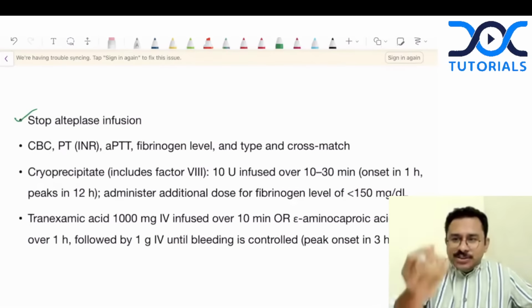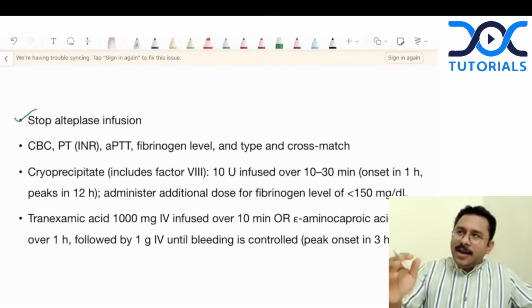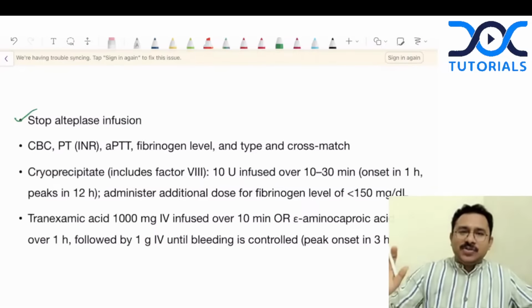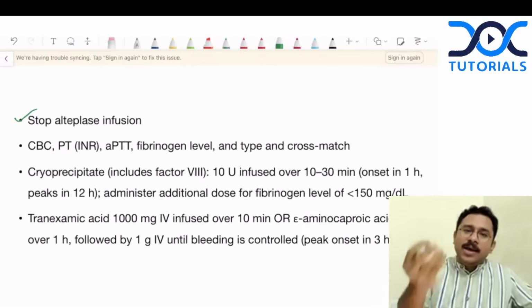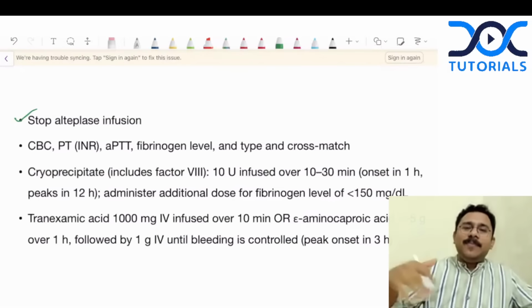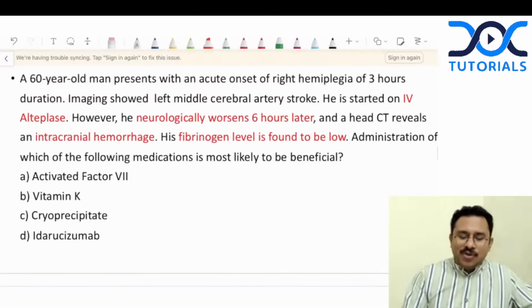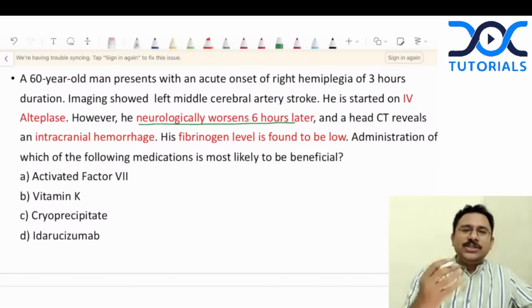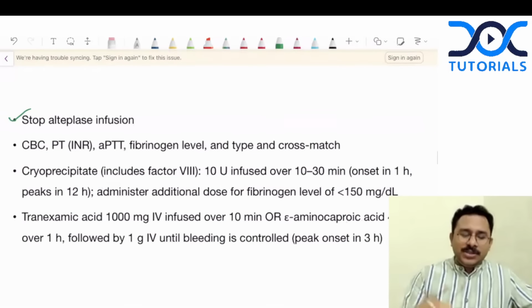Because suppose the infusion is ongoing. There are two possibilities. Number one, the infusion goes for 1 hour, and then after a few hours, the patient develops a complication, as has happened in this case. But there is also another possibility. The infusion is ongoing, and while the infusion is ongoing, the patient has developed a complication, that is hemorrhage. But in this case, there is no point stopping the alteplase infusion because the worsening happens 6 hours later and the infusion is only for 1 hour. But if at all it developed during the infusion, you have to stop the infusion. I'm just telling you what is the protocol.